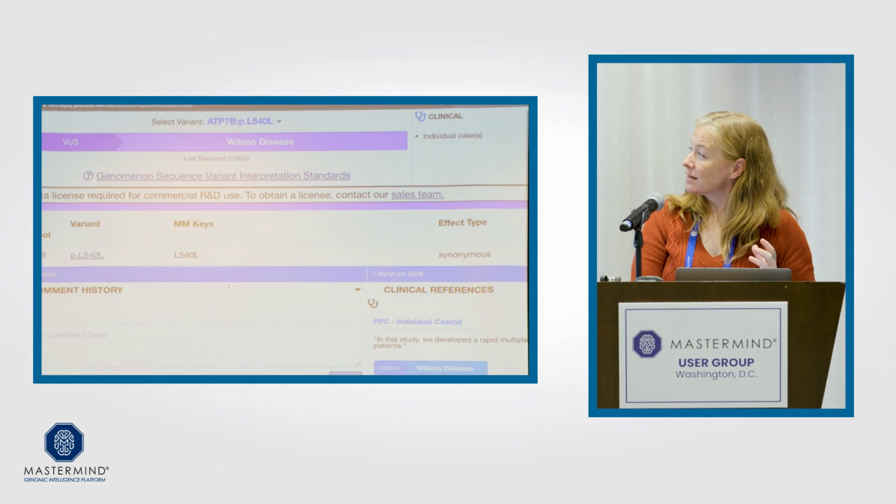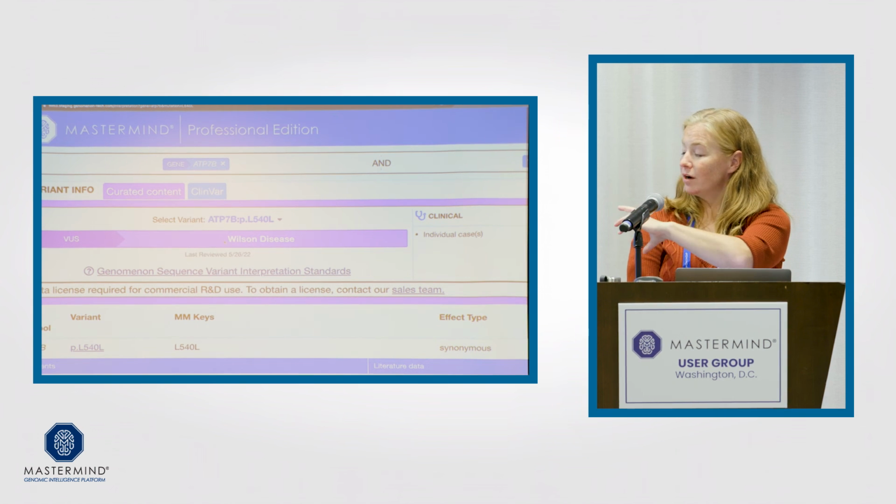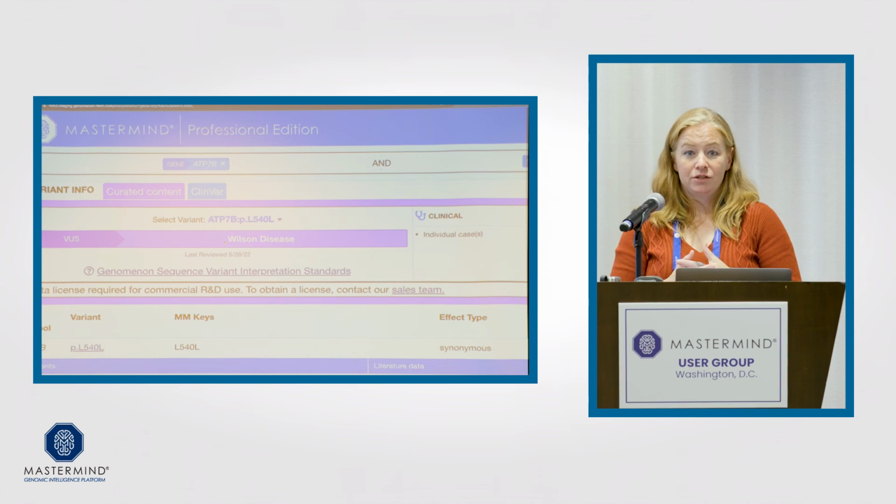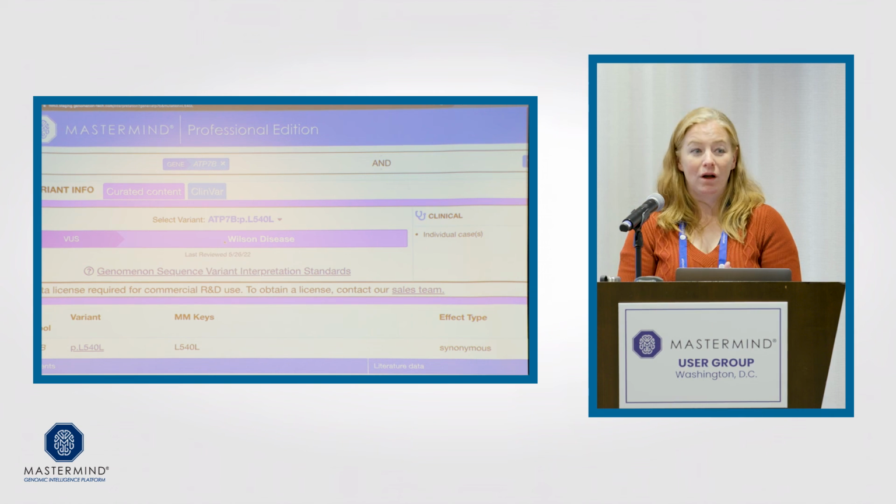So yeah, that's our curated content. So we're curating at the variant level as well as now at the gene disease level. And trying to, as Mike was saying, this is step one as we curate the human genome.